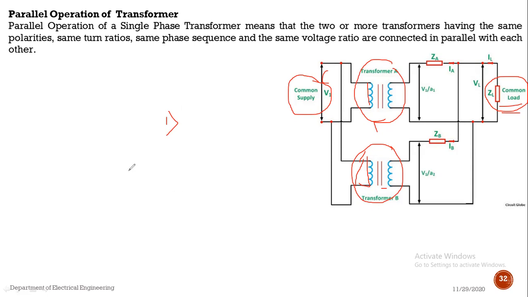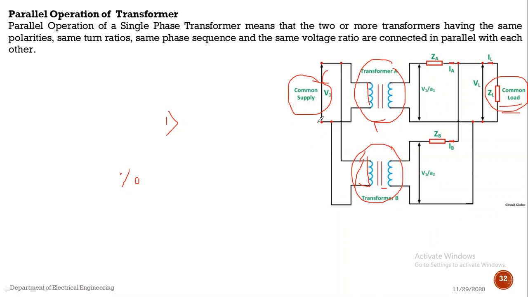Again, a necessary condition is that the percentage impedance and the percentage reactance of both transformers remain the same, and that they have the same phase sequence and voltage ratio. These are the conditions we have already discussed, and only then are we able to put two transformers in parallel.